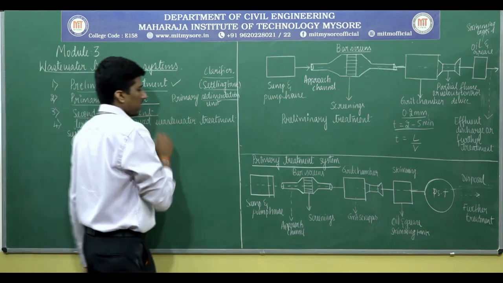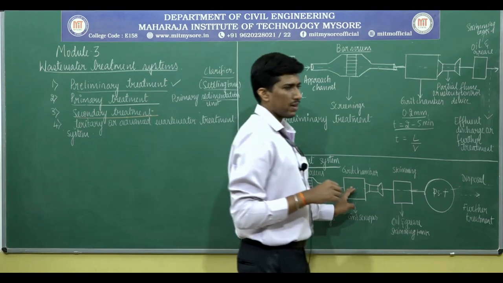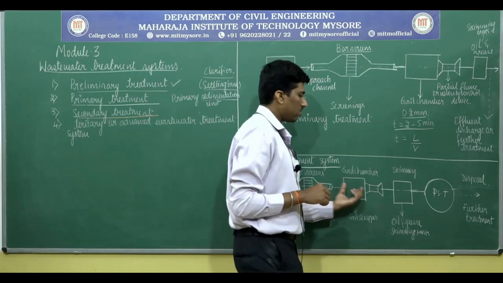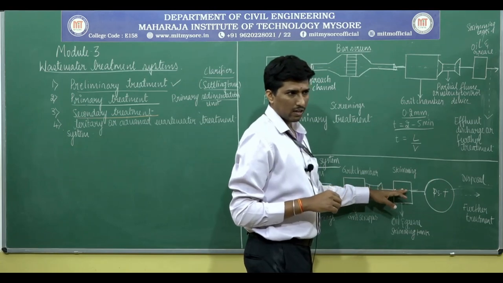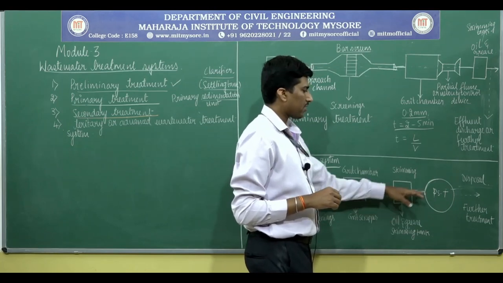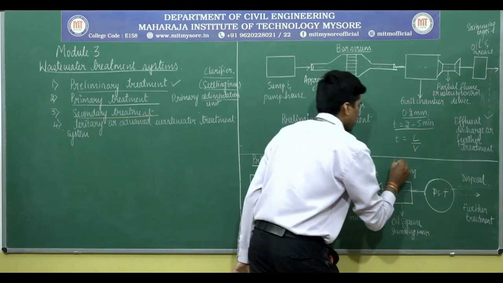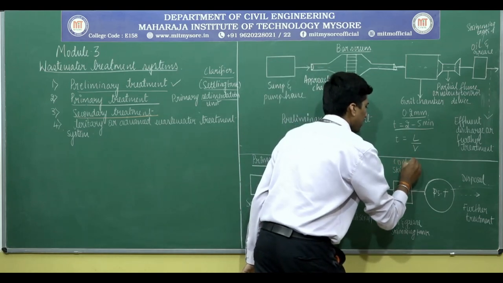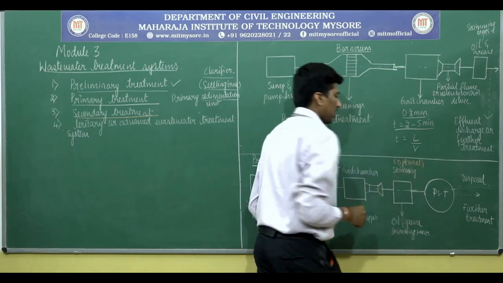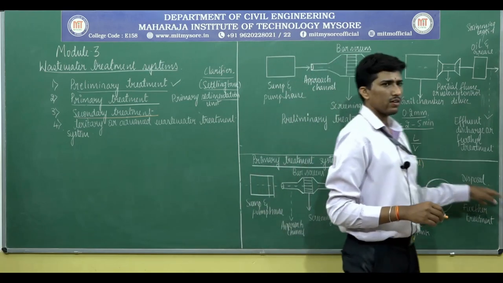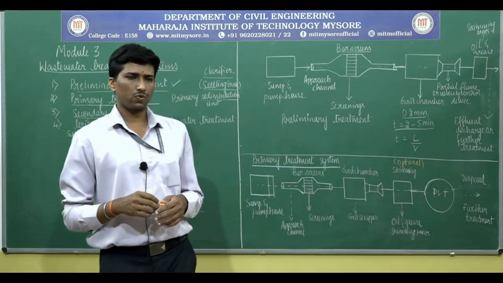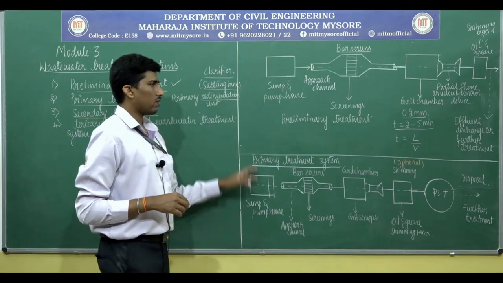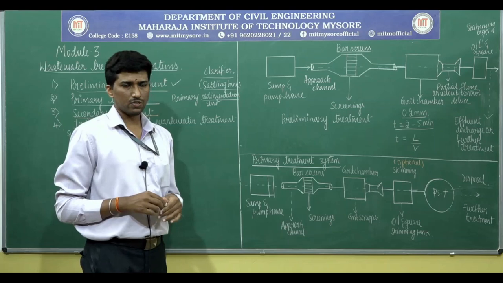Why here? Since large floatable matters are trapped here, coarse materials are trapped here. Skimming tank, oil and grease separation are done. It is optional. Whenever required, you can utilize it. Later on, the primary sedimentation tank, for the treatment units, you can go for disposing them. This together we call the primary treatment system.